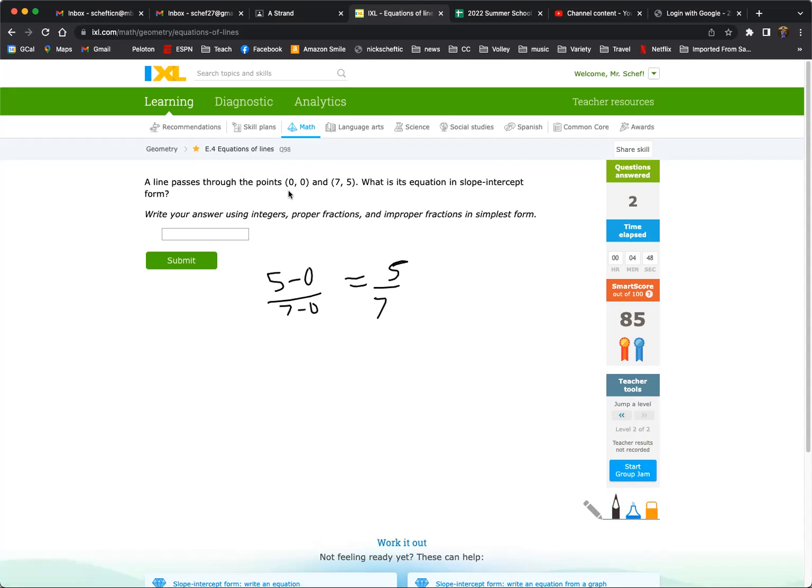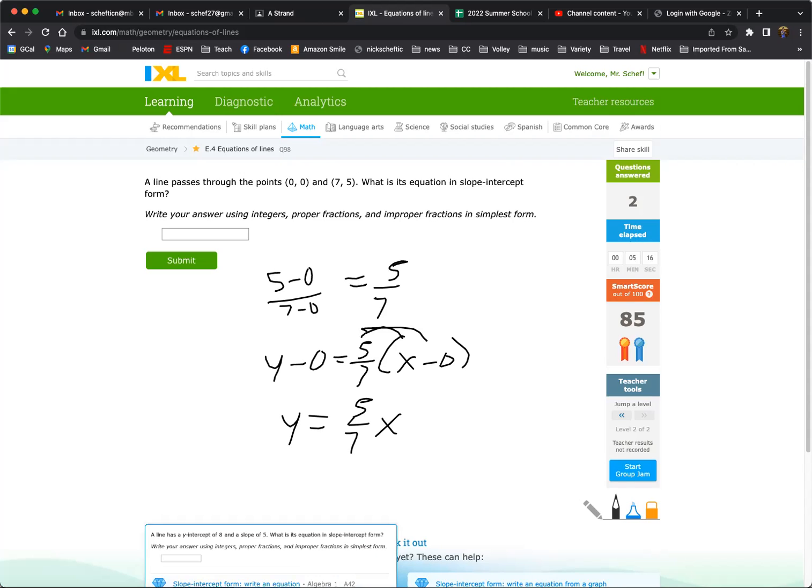I'm going to use the zeros in that. That makes it much easier. So in point slope formula, we have to start out with that first. So we have y minus 0 equals our slope, which is 5/7, and then we have x minus 0. Okay, so if I distribute here, anything times 0 is 0. So this is going to be 5/7 x, and y minus 0, I can take out the 0. So it's going to be y equals 5/7 x. And that should be our slope-intercept form.